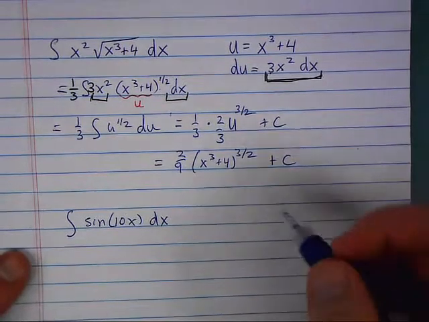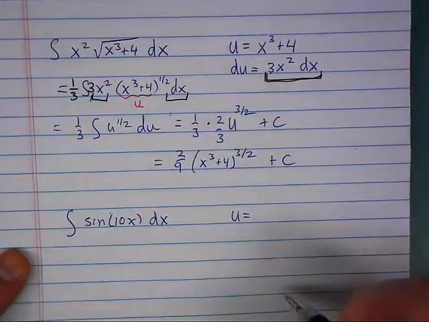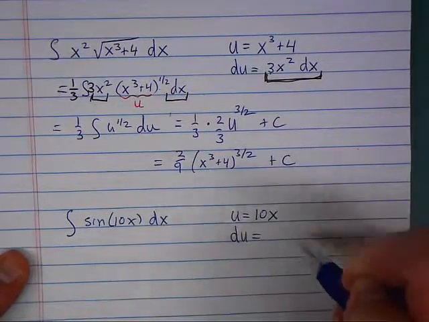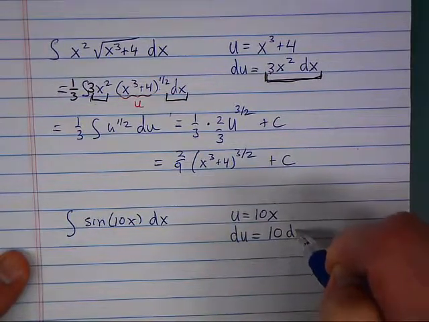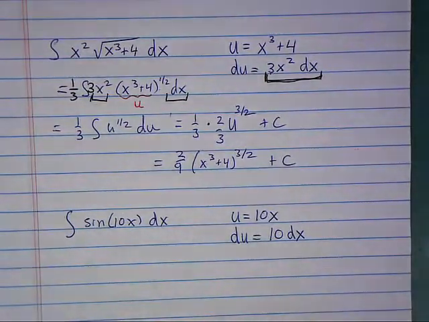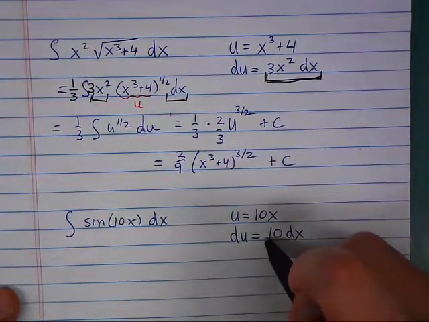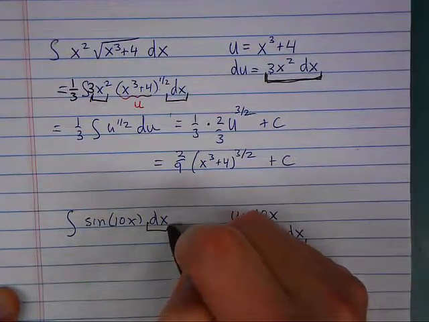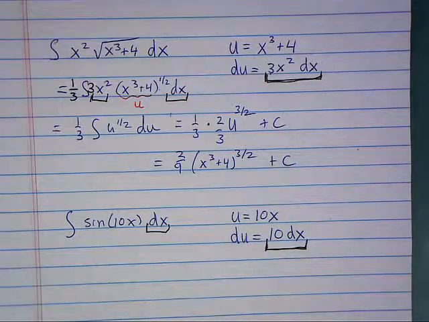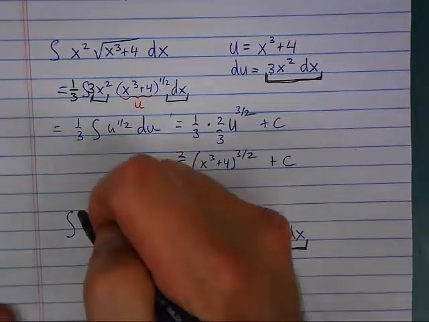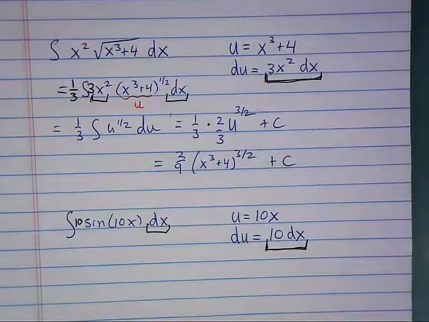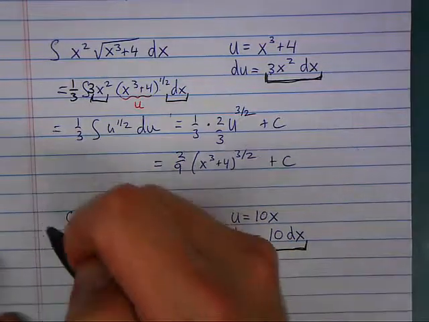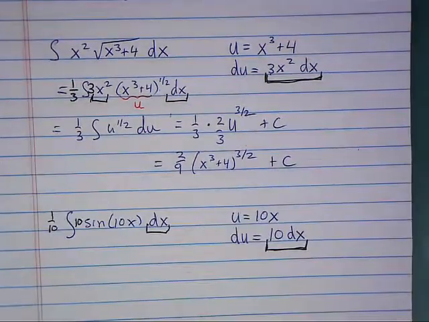U is 10x. So du is 10 dx. So I see exactly the same problem again as I had last time. I need a 10 dx. Right now, all I have outside is a dx. So I need to fix it. So I put a 10 in there. And the penalty for putting in a 10? Multiply by a 1/10. That's all.